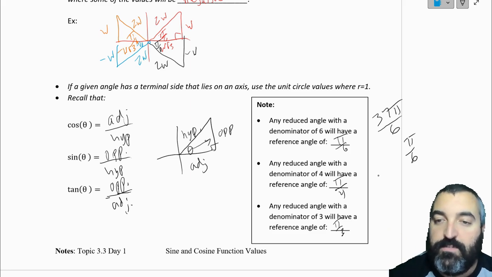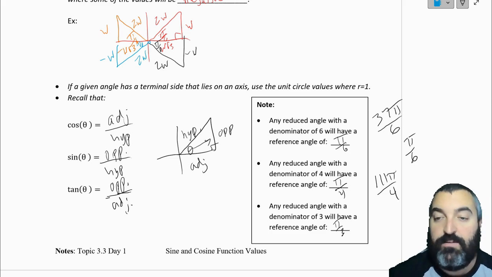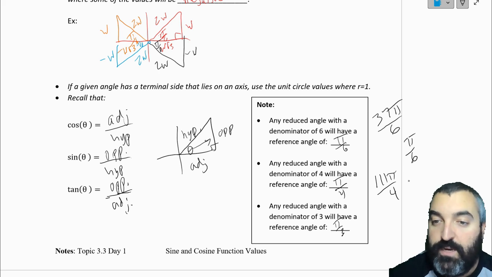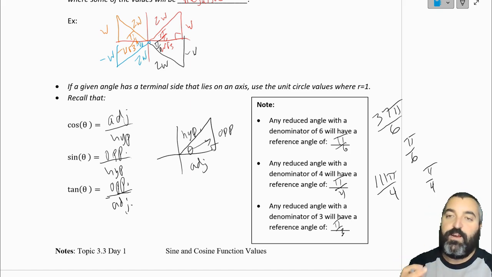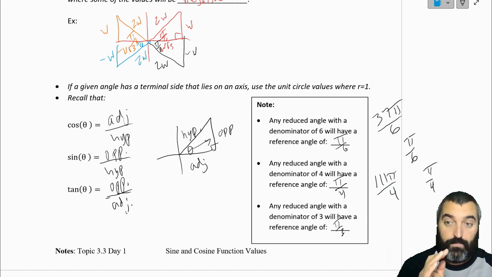If I had 111 pi fourths, I don't know what that would be in degrees, but I do know my reference angle is pi fourths. Same thing with pi thirds. That's the beauty of radians: as long as that fraction is simplified, you know your reference angle without doing any work.